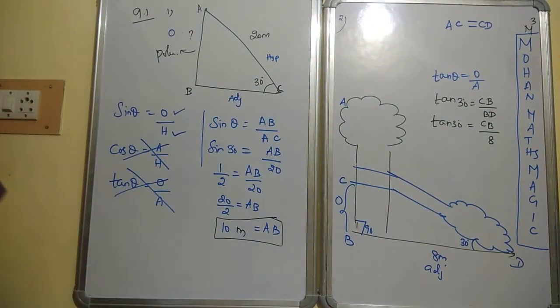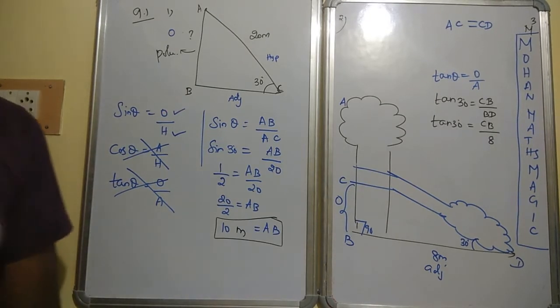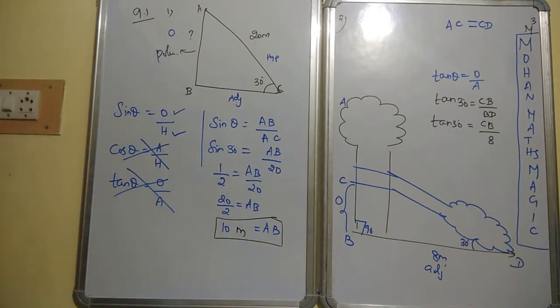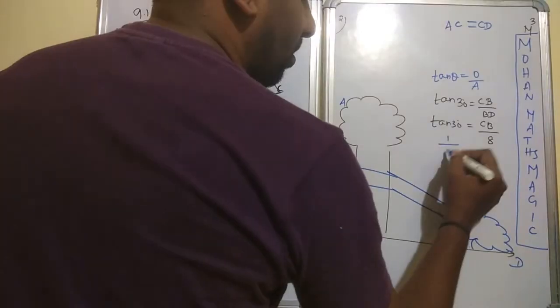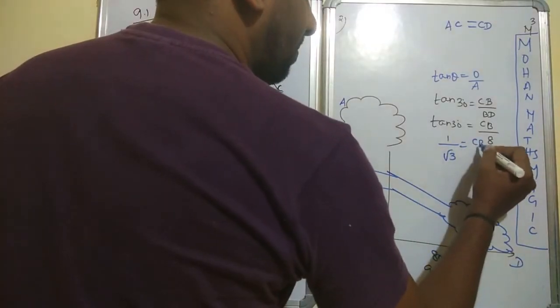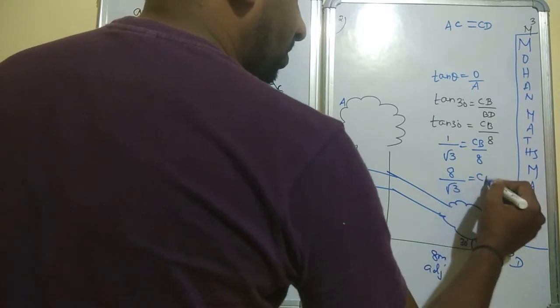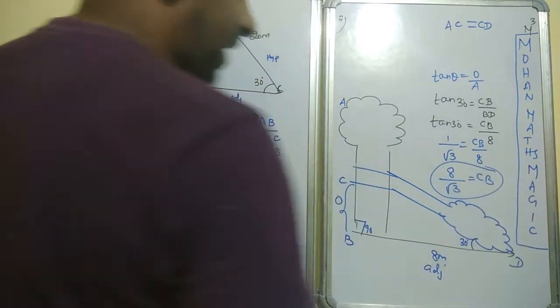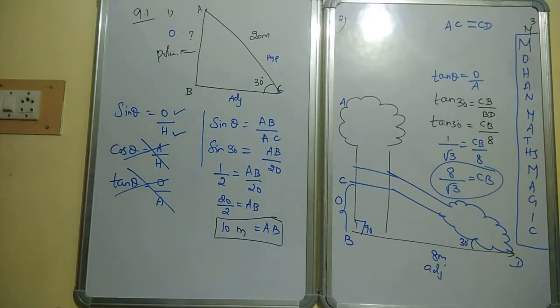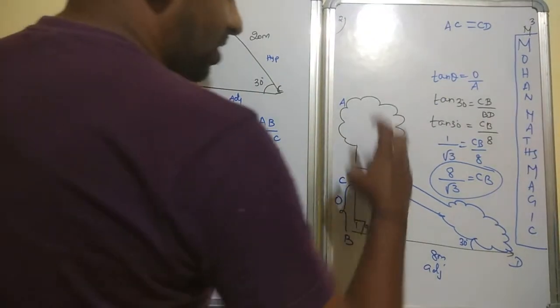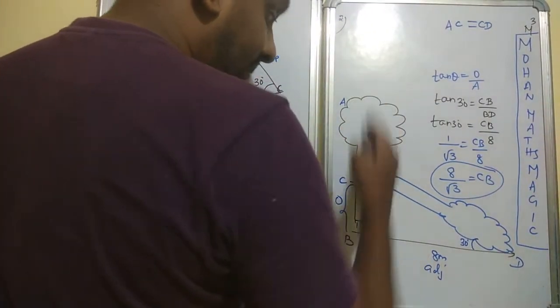The value of tan 30 is 1 by root 3. And tan 60 is root 3. So tan 30 value 1 upon root 3 equals CB upon 8. If you cross multiply, 8 upon root 3 equals CB. Is CB the height of the tree? No, because CB is a part of the tree. So for the height of the tree, I need AB, right?